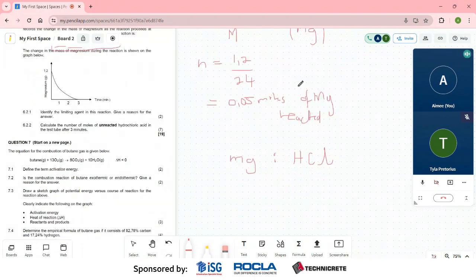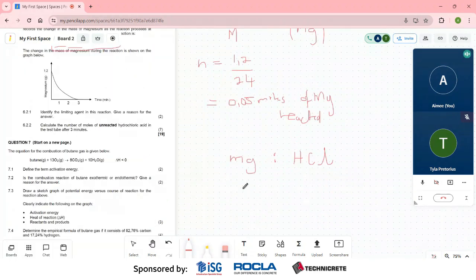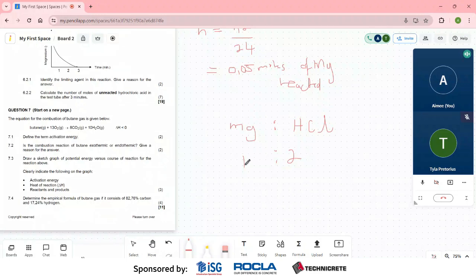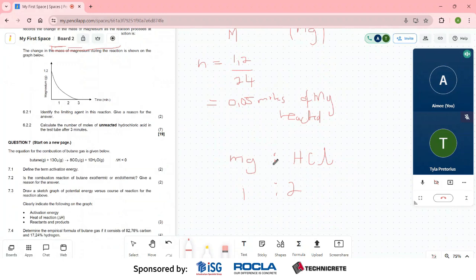So remember, at the moment, we are calculating how much HCl reacted. We know it's in excess, okay? But we need to know how much reacted before we can figure out how much is left at the end of everything. So we know that the ratio based on our balanced chemical equation is 1 to 2. Why do I know that? Because the stoichiometric coefficient in front of Mg is nothing, which means it's 1. And the stoichiometric coefficient, which is the big number in front of HCl, is 2. So it's a ratio of 1 to 2.